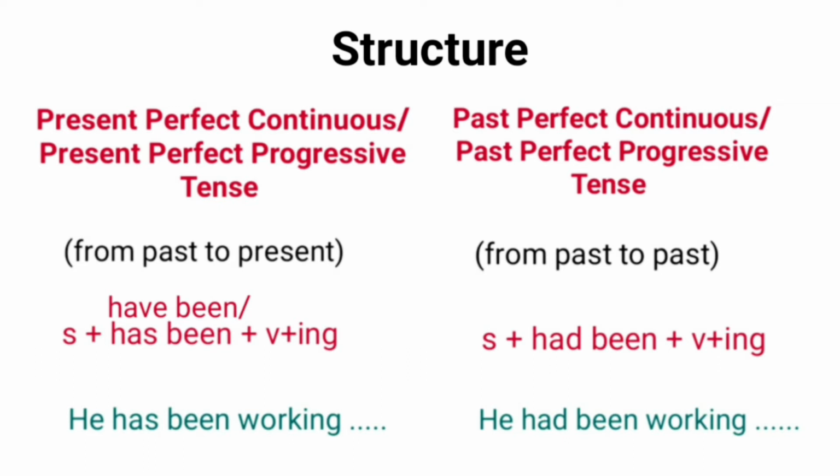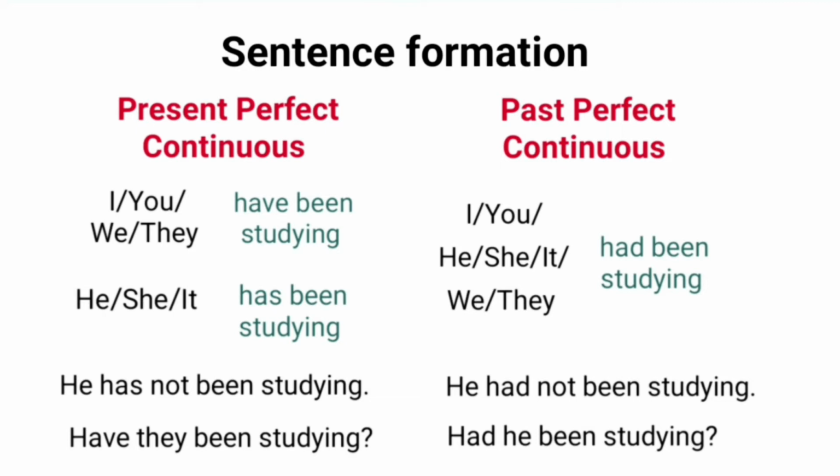Present perfect continuous tense is made up of subject plus has been or have been plus verb plus ing, and its example is he has been working. Past perfect continuous tense is made up of subject plus had been plus verb plus ing, and its example is he had been working. Let's compare the sentence formation of the two tenses.